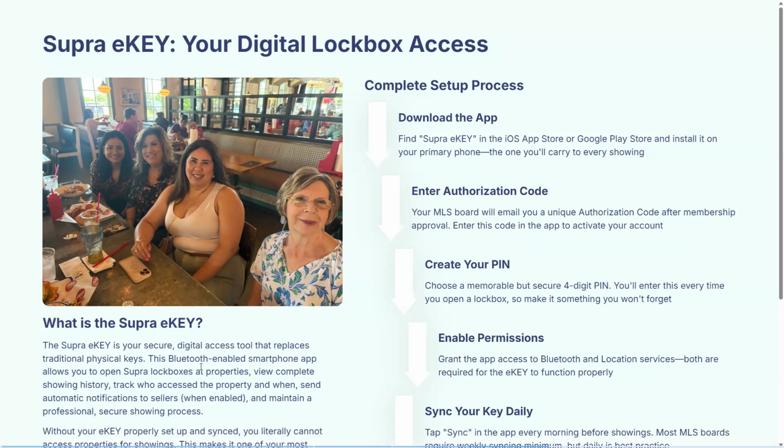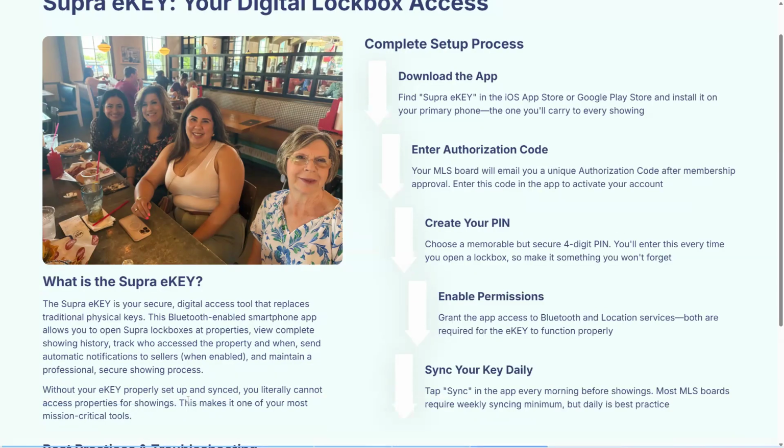It's a Bluetooth enabled smartphone app that allows you to open these boxes. Without your eKEY set up properly in sync, you cannot access the property. So it's important that you get this set up. To complete the setup process, you're going to download the app to your phone. You can find this in the iOS App Store, Apple, or Google Play Store, and install it on your phone.